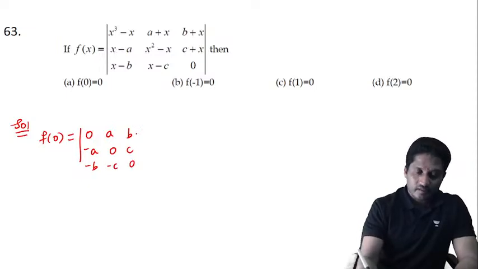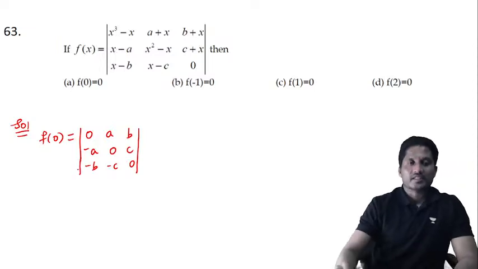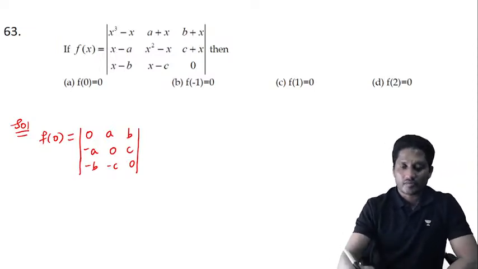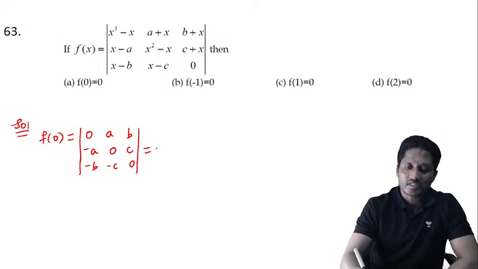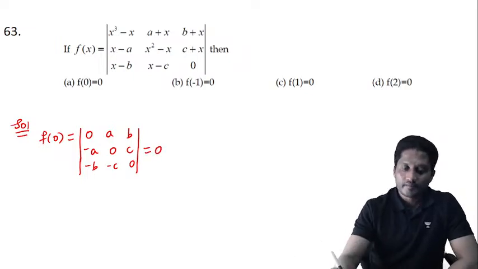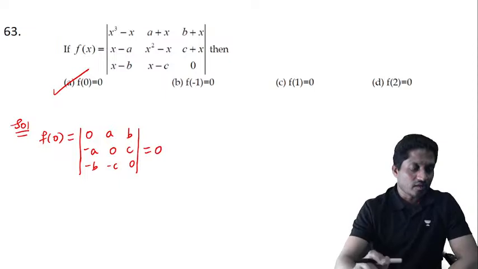Alright, yes Varun, right? So it's a skew symmetric matrix, right? Determinant of a skew symmetric matrix of odd order is 0. Otherwise, even if you expand, you get 0 only. Alright, f of 0 will be 0. Answer is option A.